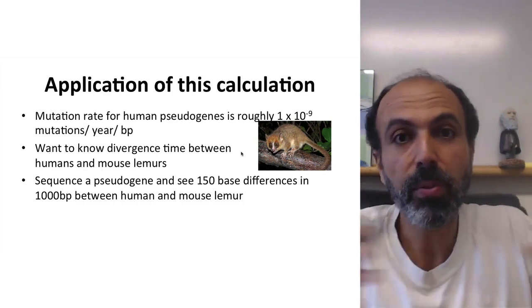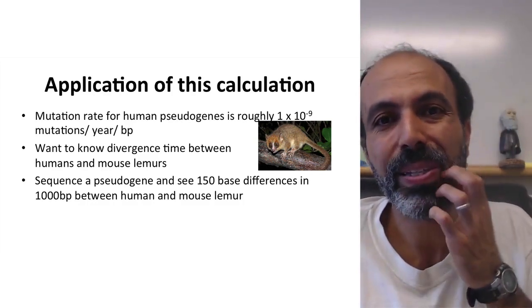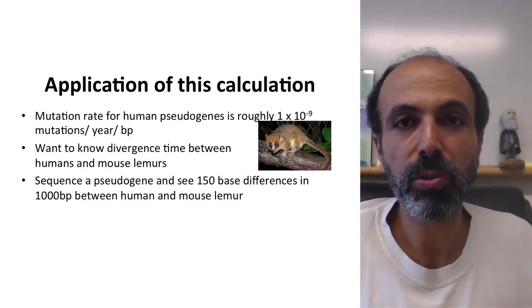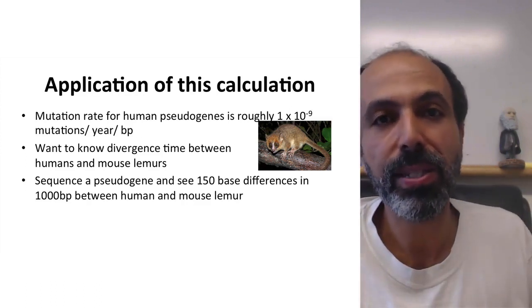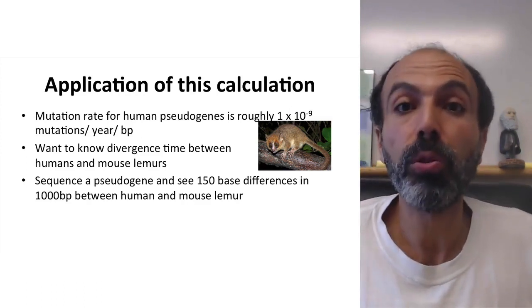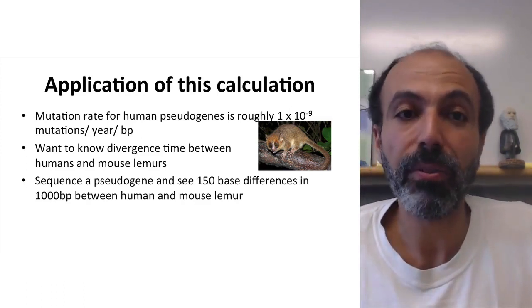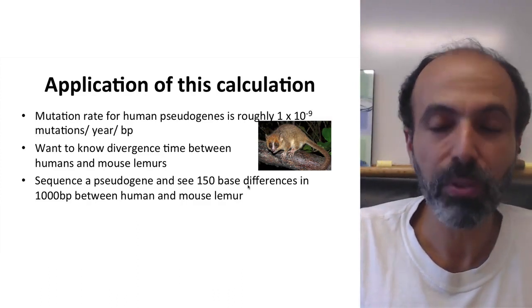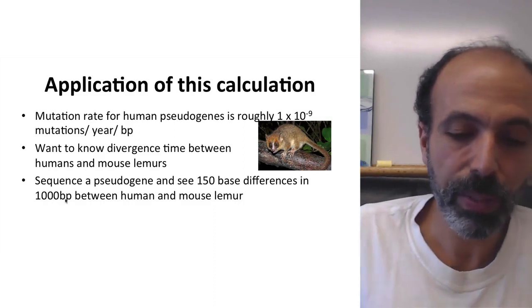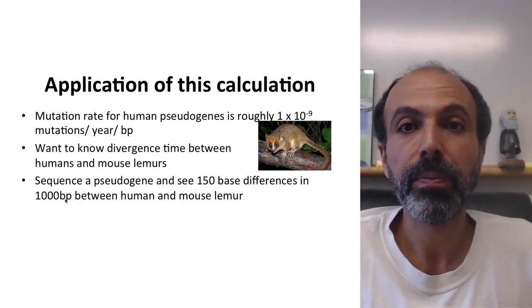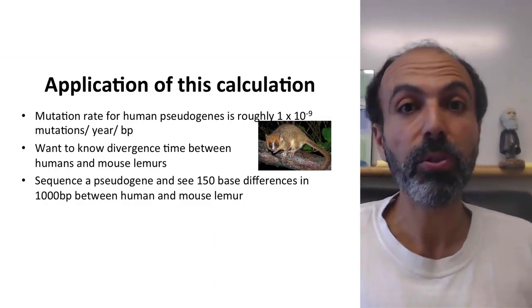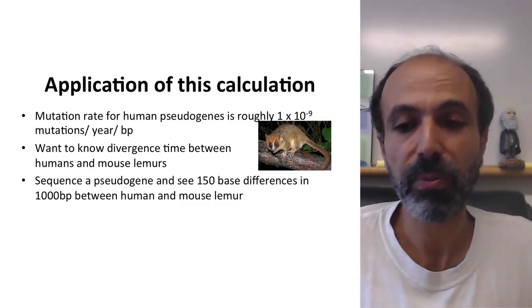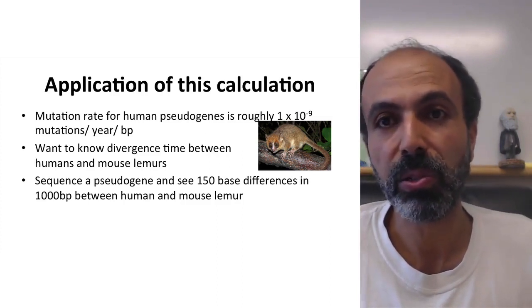So what we do is we sequence a particular pseudogene. A pseudogene, by the way, is a gene that is no longer functional, so it's assumed that mutations that arise in it are going to be neutral. They're not going to have any effect on fitness. You sequence the pseudogene and you find 150 base differences in 1,000 base pairs between the human and mouse lemur. Okay? This is not unusual. You expect several DNA sequence differences between humans and mouse lemurs. We're not that closely related.